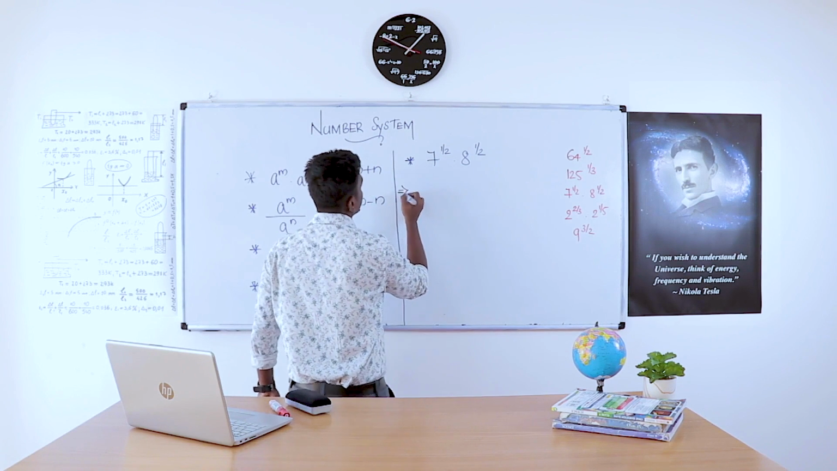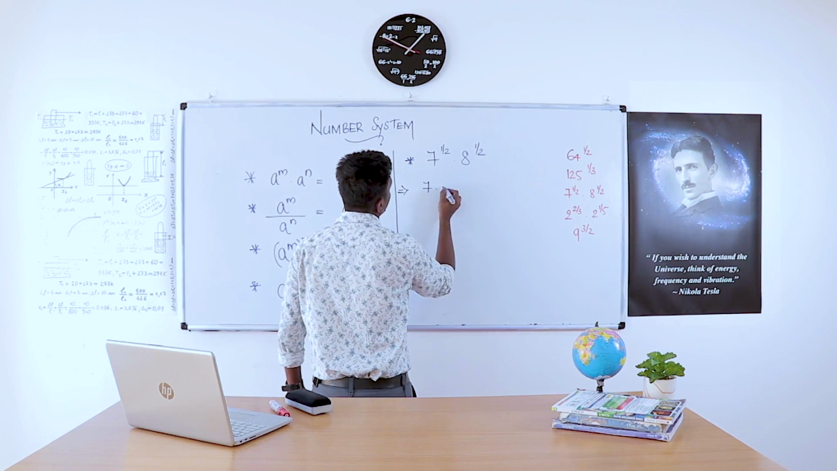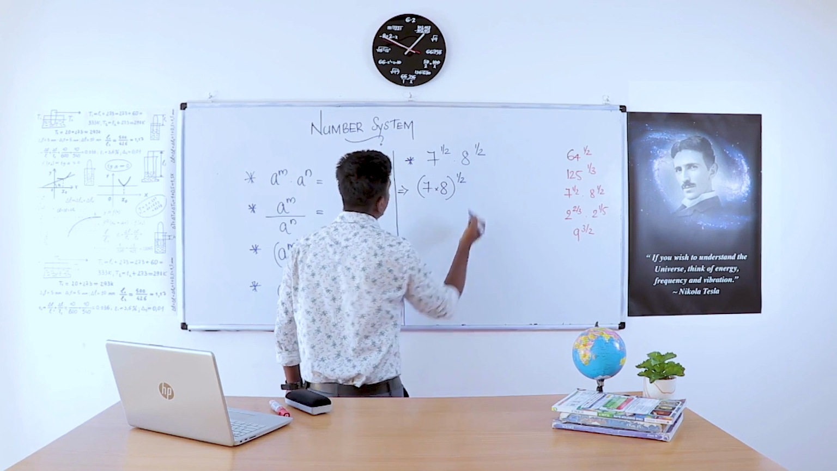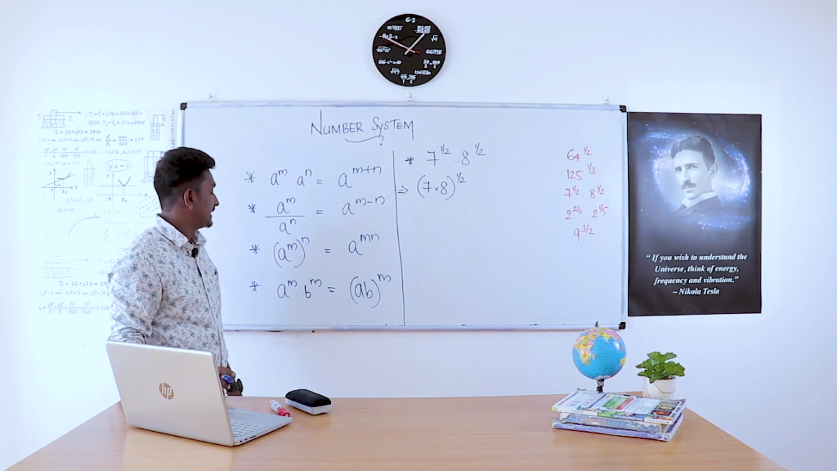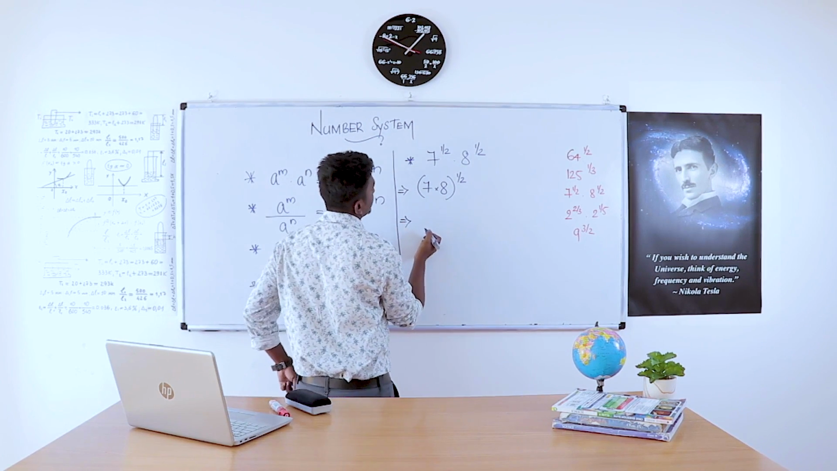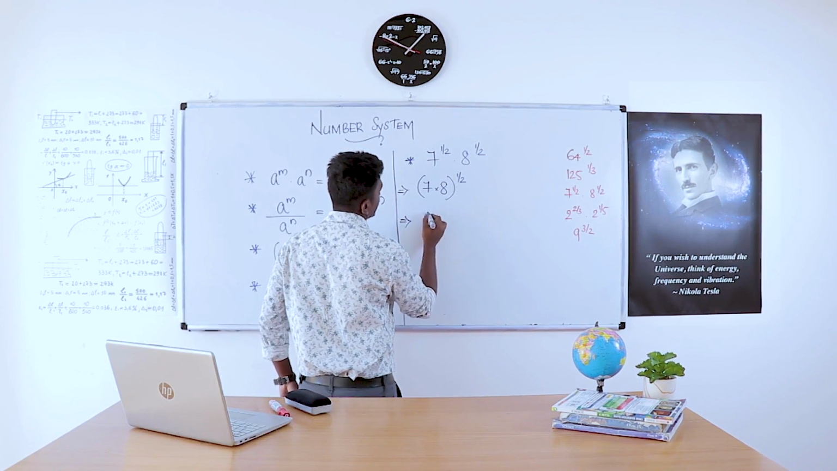Therefore, we can write 7 into 8 the whole raised to 1 by 2. Right? 7 into 8 the whole raised to 1 by 2. And 7 into 8 is 56, the whole raised to 1 by 2.